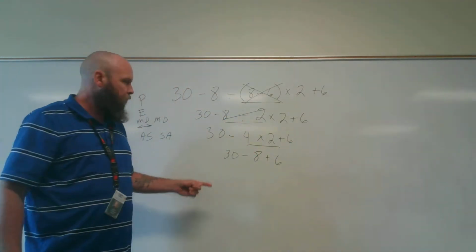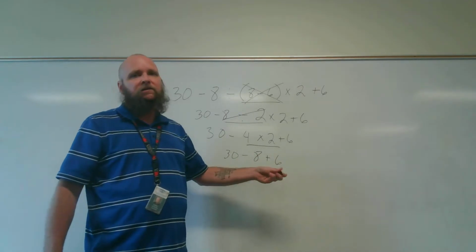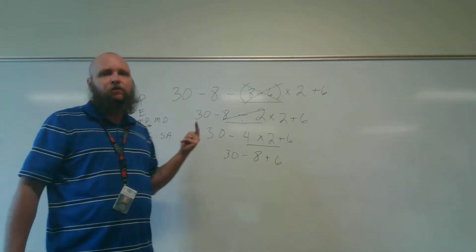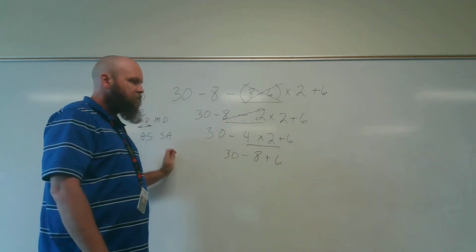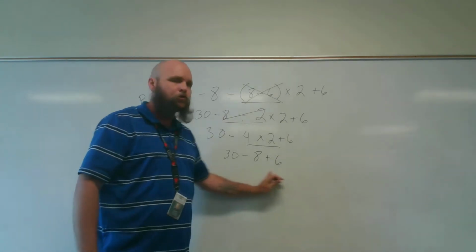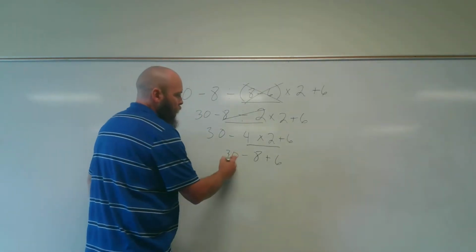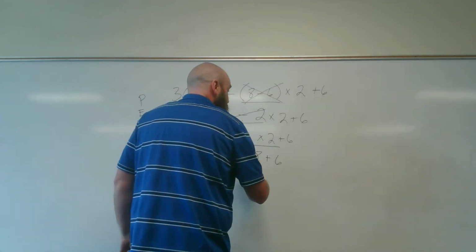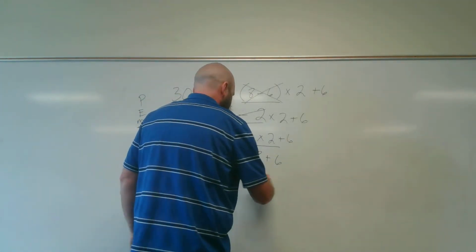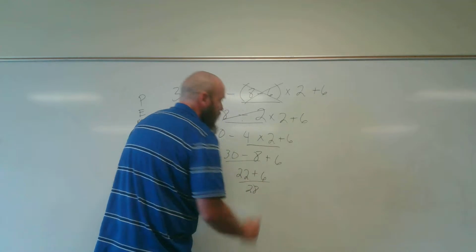So we end up with 30 subtract 8 plus 6. Again, addition and subtraction, subtraction, addition. It's all the same step. You work from left to right. So we go 30 minus 8, which is 22. Plus 6. And you should get 28.